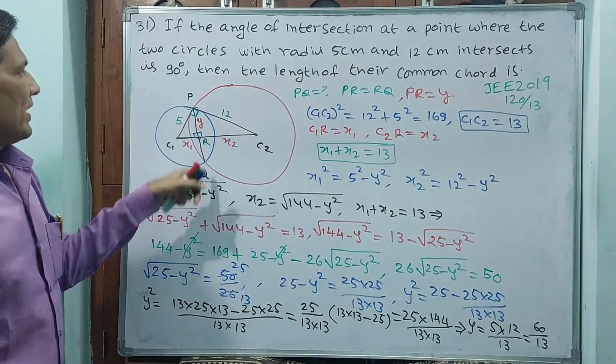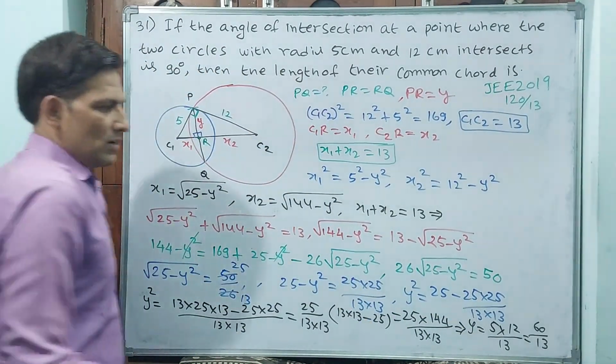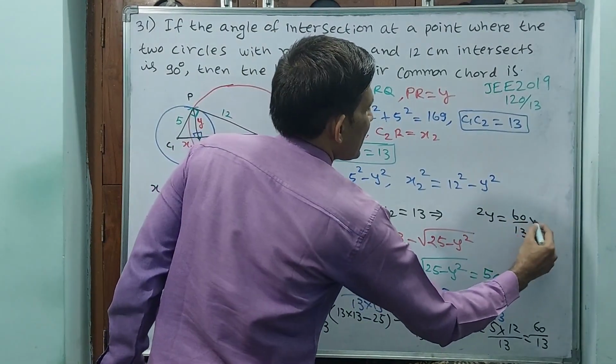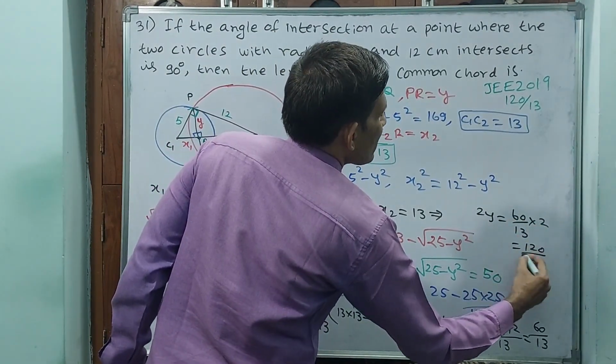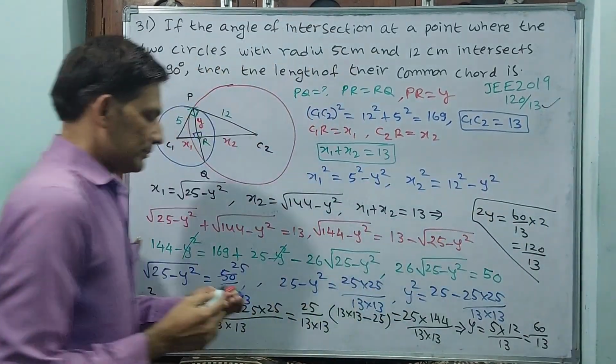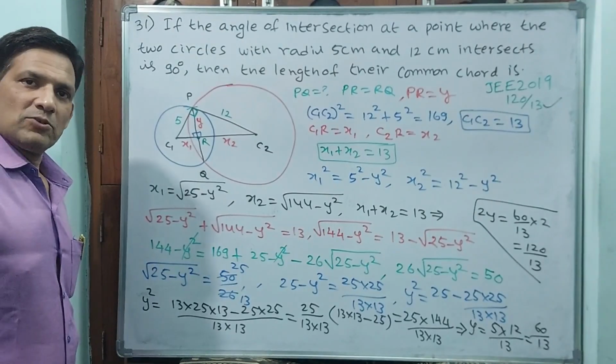But you require 2y. 2y is equal to 60 by 13 into 2. That is equal to 120 by 13. This will be your answer. Okay, let us go for the next question.